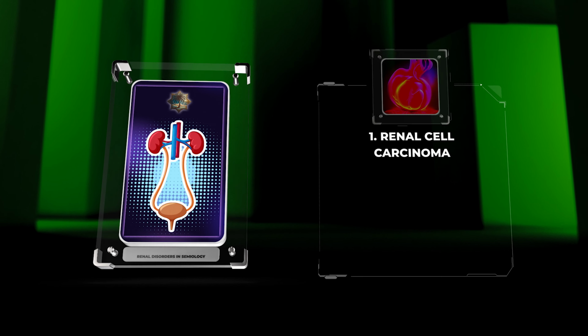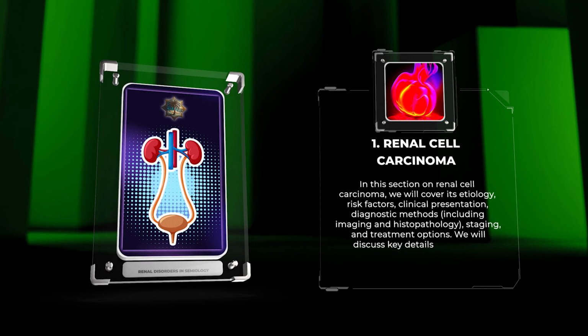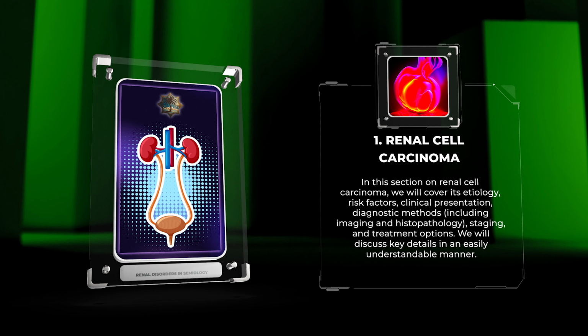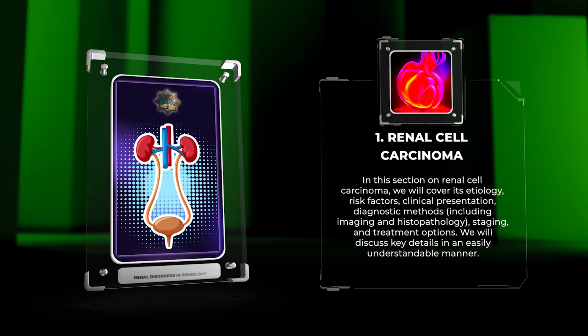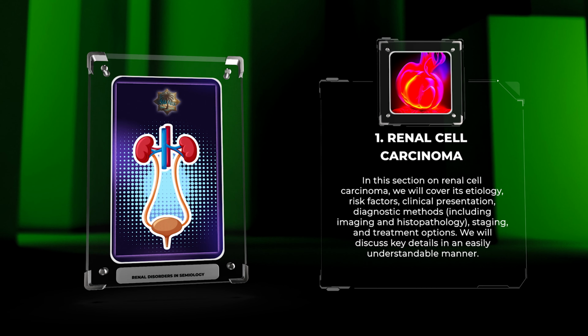In this section on renal cell carcinoma, we will cover its etiology, risk factors, clinical presentation, diagnostic methods, including imaging and histopathology, staging, and treatment options. We will discuss key details in an easily understandable manner.